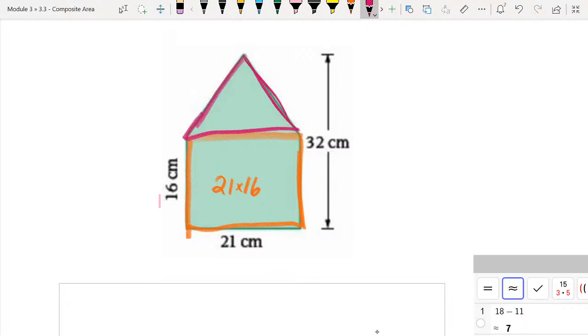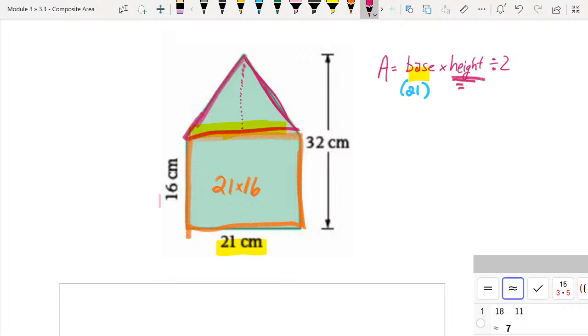Now remember, for a triangle, the area is going to be base times height, and then we always divide it by 2, because a triangle is just half of a rectangle. So we need to know the base, which is this down here, and we know that's 21 centimeters. So we can say, okay, that's going to be 21. But then what's the height? Well, the height is right down here. And we don't have a number for that.